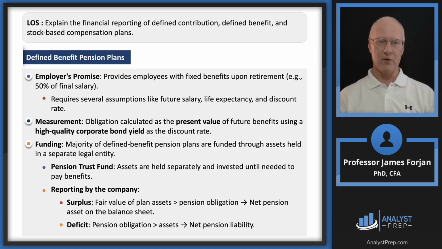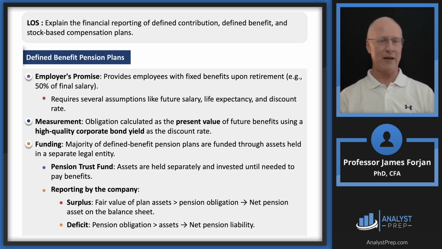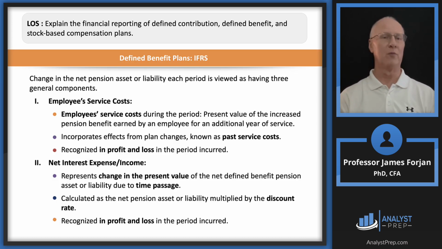What we're going to do in order to measure that is we're going to take the present value. So there's that second embedded bullet point, present value of those future benefits using some kind of a relevant discount rate. The Institute tells us high quality corporate bond yield is one acceptable rate, but it doesn't have to be that one. It could be something else that is reasonable.